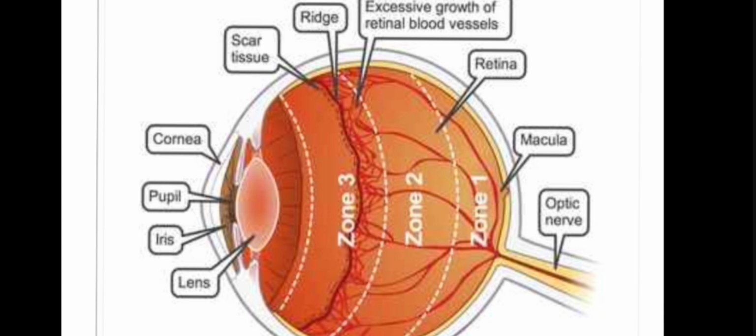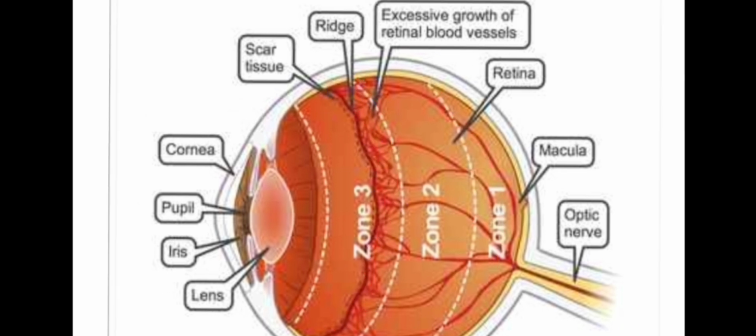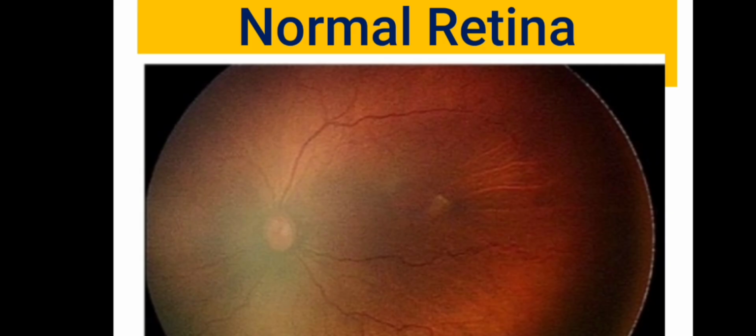If you see the cut section like this, then zone 1 falls in this part of the retina, zone 2 extends a little anterior and zone 3 is a temporal area which is still anterior to zone 2. So I hope the concept of zones is clear now.